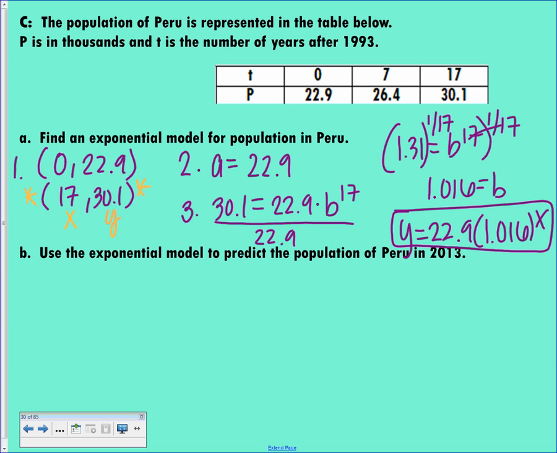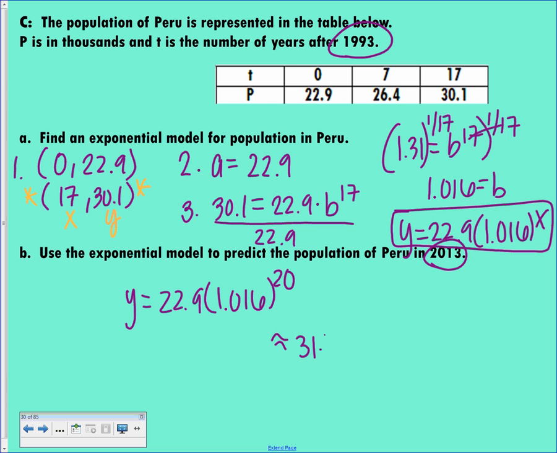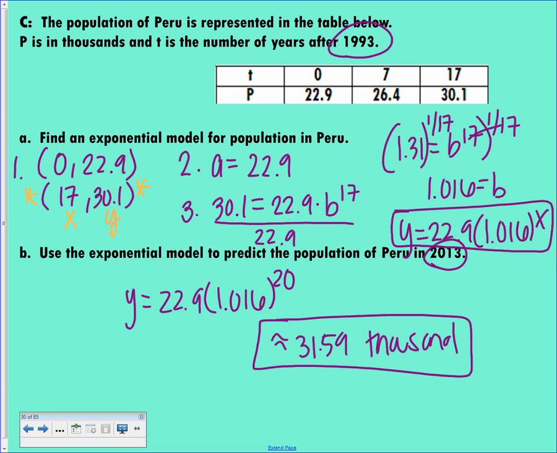Okay, so part B says use the model to predict the population of Peru in 2013. The only thing you have to be careful about here is reading. Originally, they told us after 1993, which means we are going to plug in how many years? Oh, good job. We're going to plug in 20 years. Okay, so if we plug that in, we should get about 31.59 thousand. Okay, and remembering to label and read carefully.